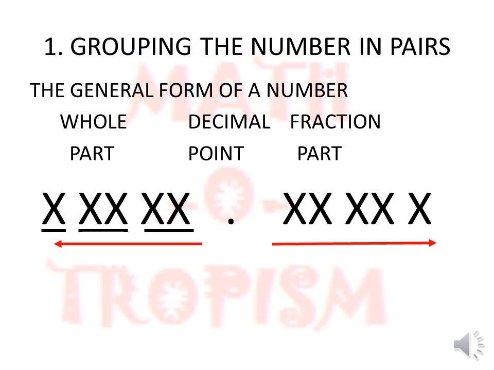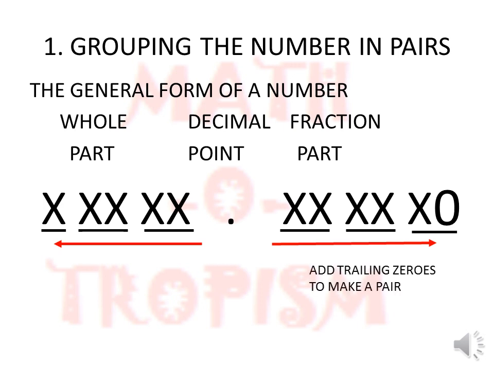Similarly for the fractional part, we go towards the right. We group 2 at a time, so 10th and 100th together like that. If the last digit does not have a pair, we add a trailing 0. Example, we take 146.25. There we start from 6, so 4 and 6 are a pair, 1 is separate, and again we start from 2, so 2 and 5 are a pair, so it comes to 25 as a pair.